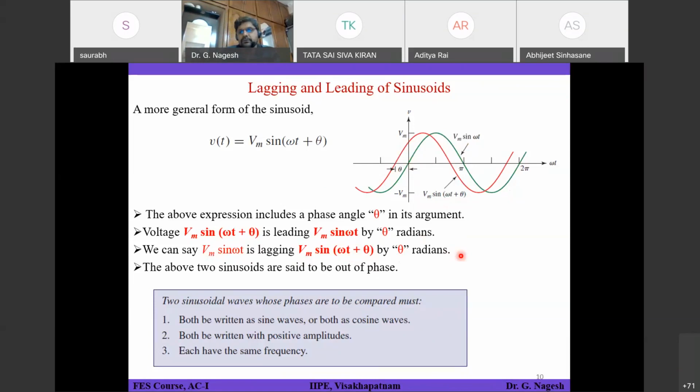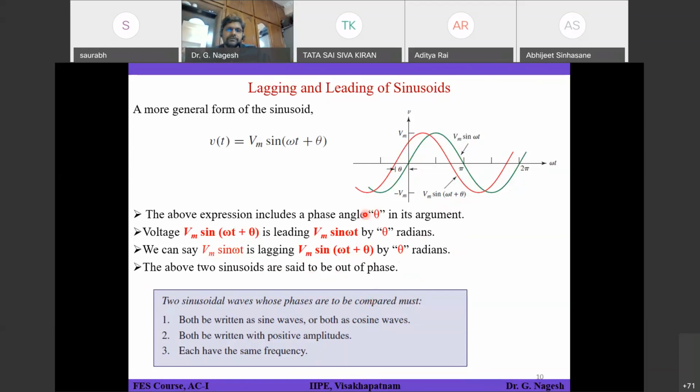So the next question comes when we have to compare two waveforms. Okay. So in the figure shown, the two sinusoidal waveforms are said to be out of phase. That means they are not in phase. They have a phase difference of theta radians. That's why they are said to be out of phase.